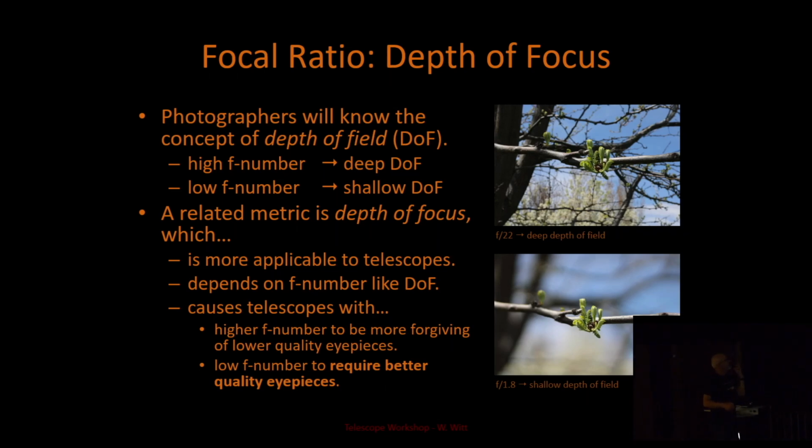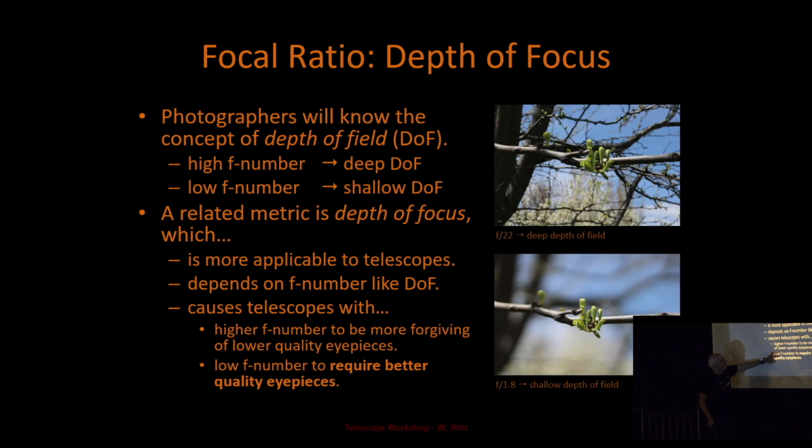Telescopes have a related concept of depth of focus. You can think of it as the same basic thing, if you will. And so what that means, to get to the punchline here, is that if you have a telescope with a higher F number, they tend to be more forgiving of lower quality eyepieces. So this may affect your purchasing decisions. And again, I know we're skipping over some details here for time, but feel free to ask, or again, I'll refer you to the video we'll give you.